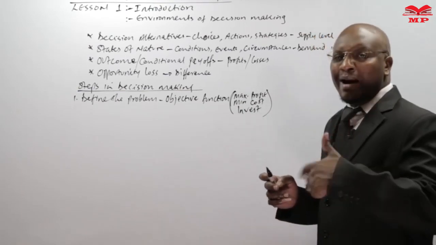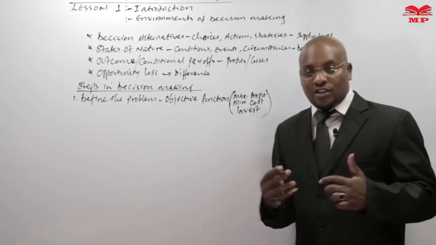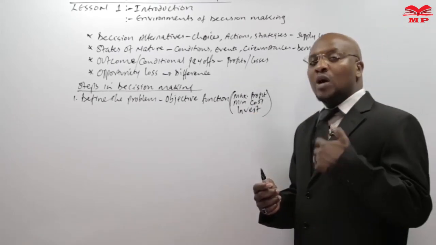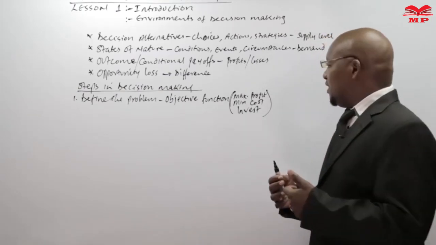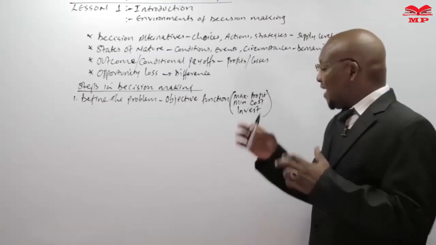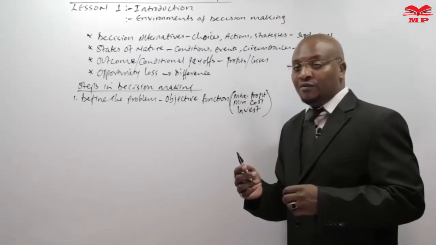You would want to make money. That means you want to maximize profit. You'd want to minimize your cost, and therefore you are looking at ways how you can minimize the cost. You'd want to invest. So where do we invest? So you'd want to produce. Such are the problems we're having, and we can model that using the objective function.